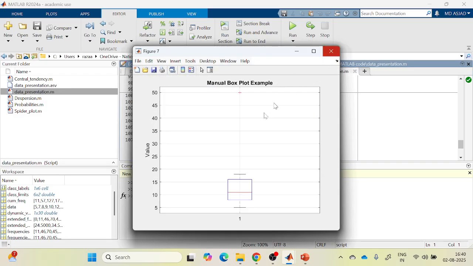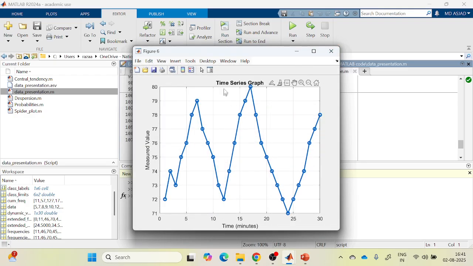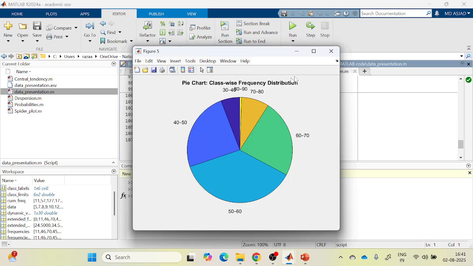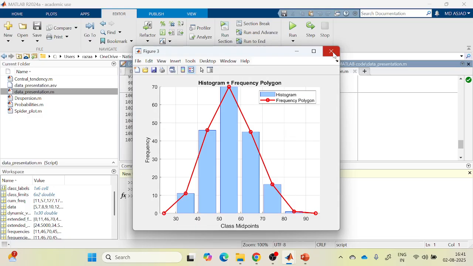So this is the box plot. This red line shows the median. This is going to be an outlier, the max outlier, and this is the min outlier. Okay, if we see, this is the static data, then the dynamic data, the time series graph, then we have the pie chart distributions, then the plot, then the histogram plots.